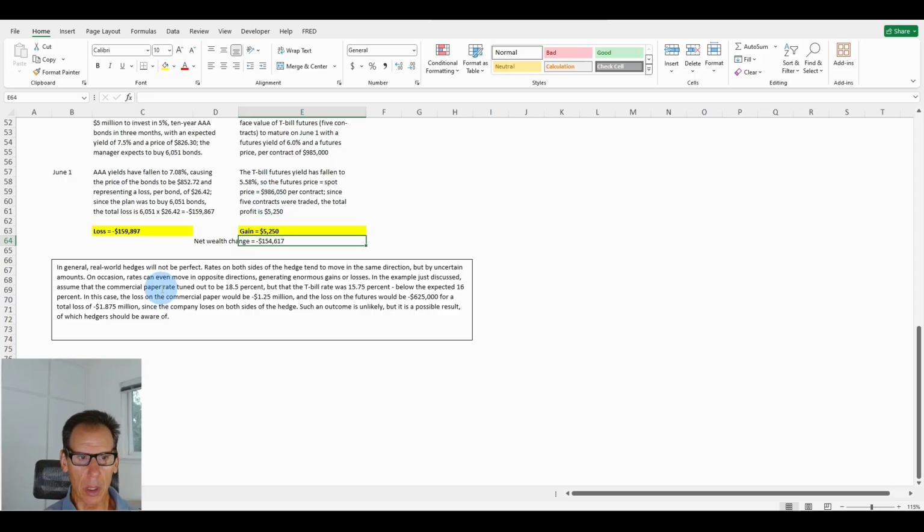In general, real world hedges will not be perfect. Rates on both sides of the hedge tend to move in the same direction, but by uncertain amounts. On occasion, rates can even move in opposite directions, generating enormous gains or losses. In the example just discussed, assume that the commercial paper rate turned out to be 18.5%, but the T-bill rate was 15.75%, below the expected 16%. In this case, the loss on the commercial paper would be $1.25 million. The loss on the futures would be $625,000, for a total loss of $1.875 million.